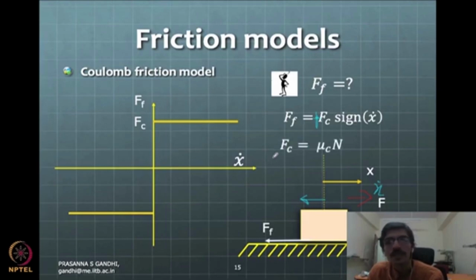And this FC will actually be your mu c into n. So this Coulomb coefficient of friction will come into the picture.